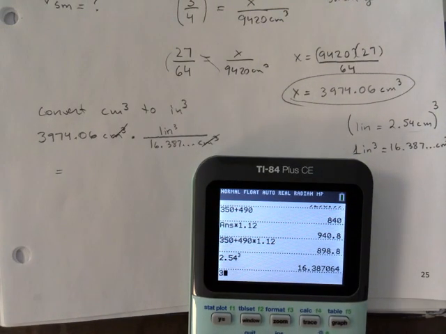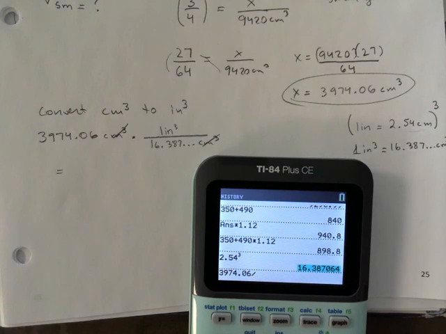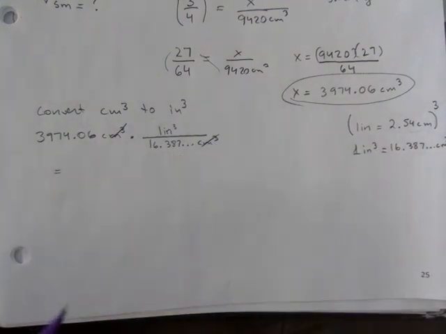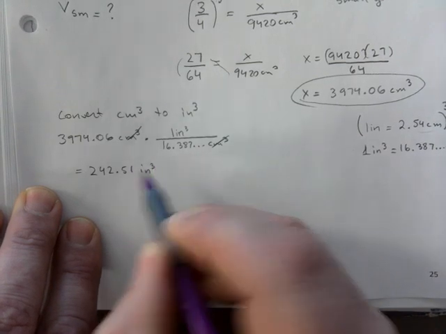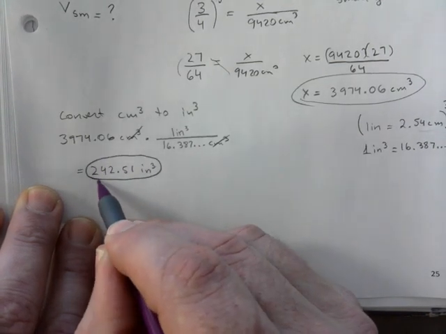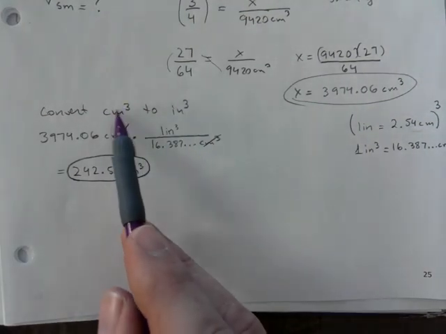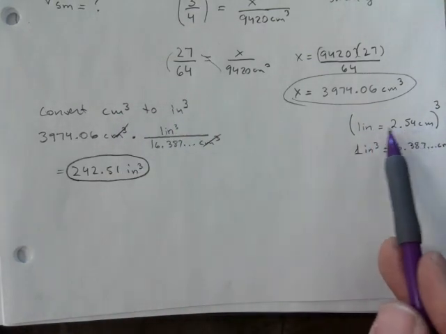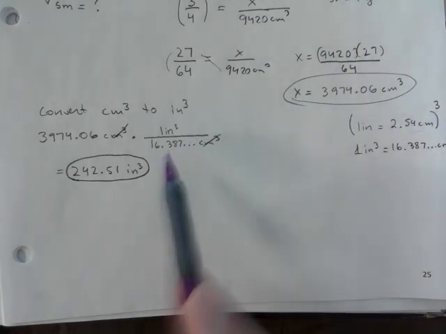So I'm going to go 3974.06, basically divided by this, right? I'm going to just copy paste. And so that'd be 242.51 cubic inches. Don't forget how to do that. Okay? Don't forget how you can do any squared to squared, cube to cube. Just follow these steps, right? Go get your linear conversion rate, either square it or cube it, and then use it to make your conversion, right?